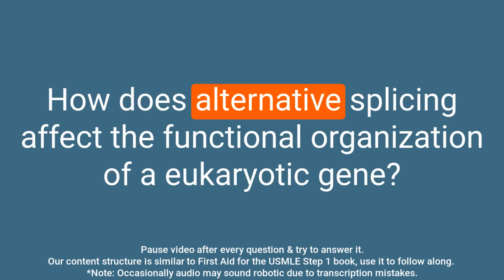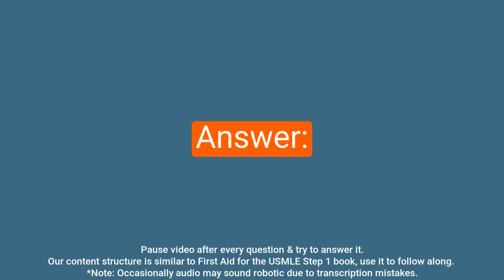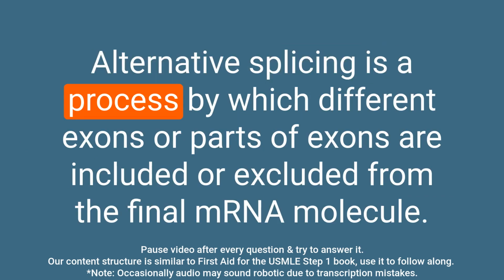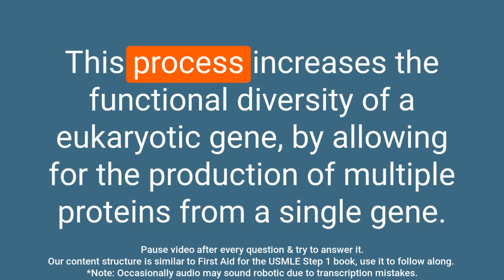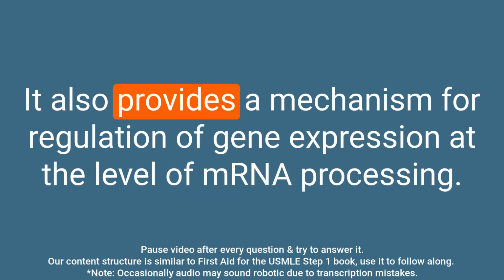Question: How does alternative splicing affect the functional organization of a eukaryotic gene? Answer: Alternative splicing is a process by which different exons or parts of exons are included or excluded from the final mRNA molecule. This results in the production of different protein isoforms from a single gene. This process increases the functional diversity of a eukaryotic gene by allowing for the production of multiple proteins from a single gene. It also provides a mechanism for regulation of gene expression at the level of mRNA processing.